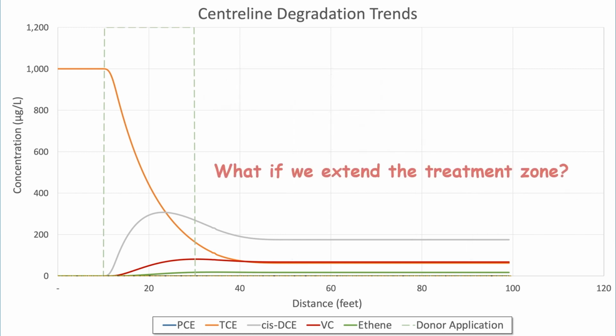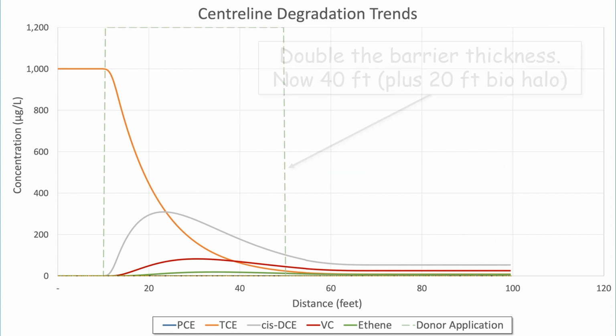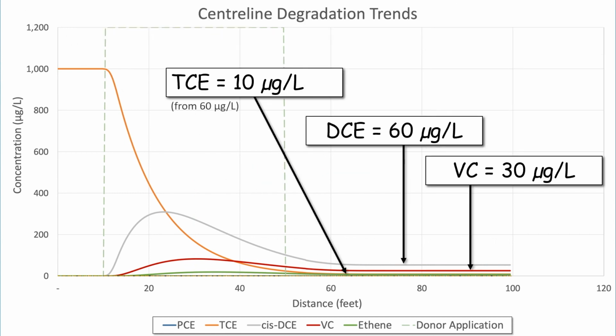Well, what if we extend the barrier zone? Let's double it from 20 to 40 feet. This is what we see. We've got now a 40-foot active biozone plus 20 feet of barrier. Getting better, but still not there. Okay, well, maybe the rates are a bit faster, or maybe that's a bit ambitious. Could I tweak them more? Yes, but I'm not sure. So let's see what else we can do.